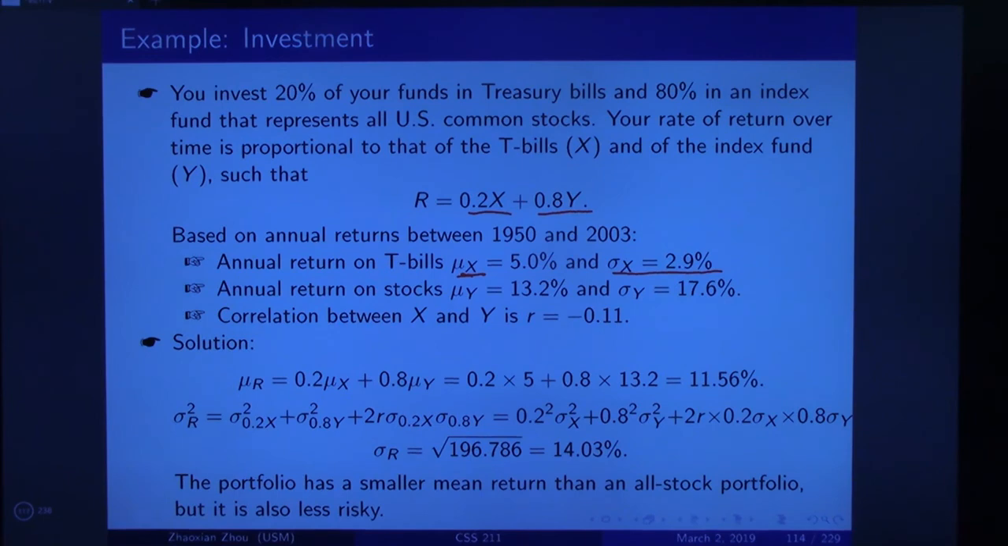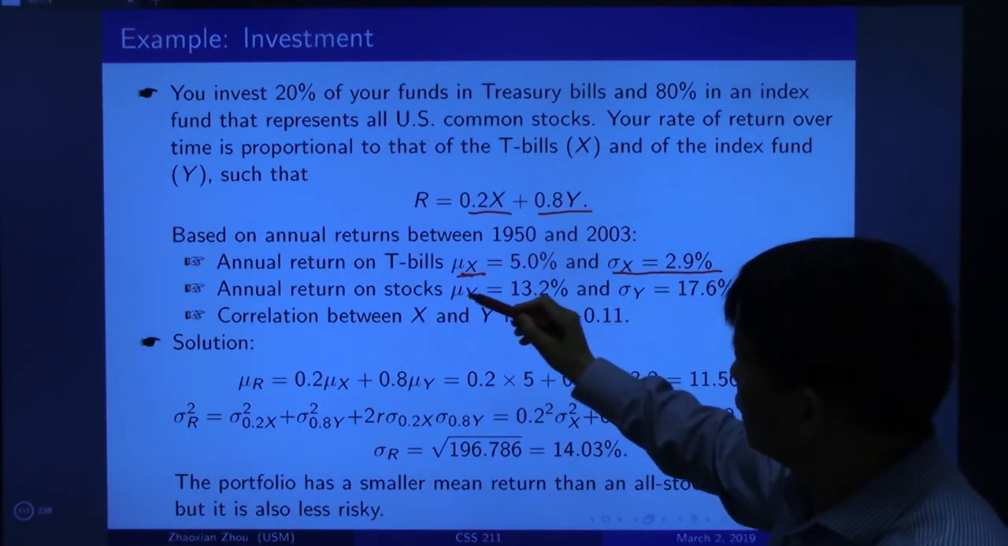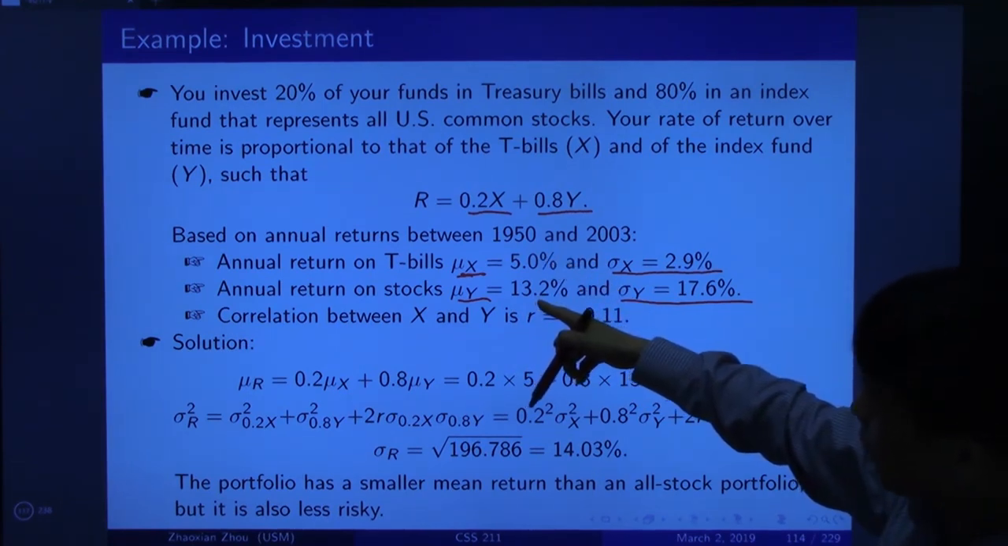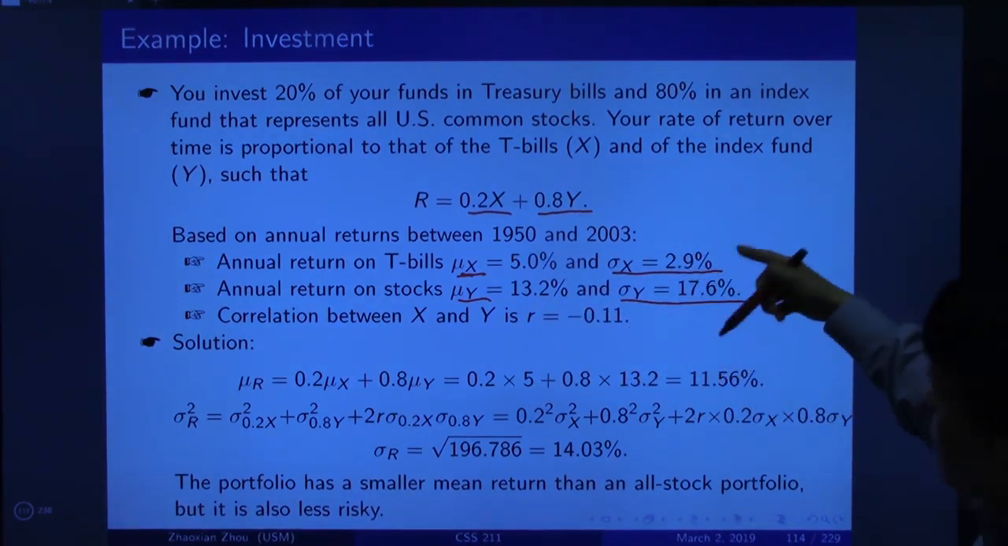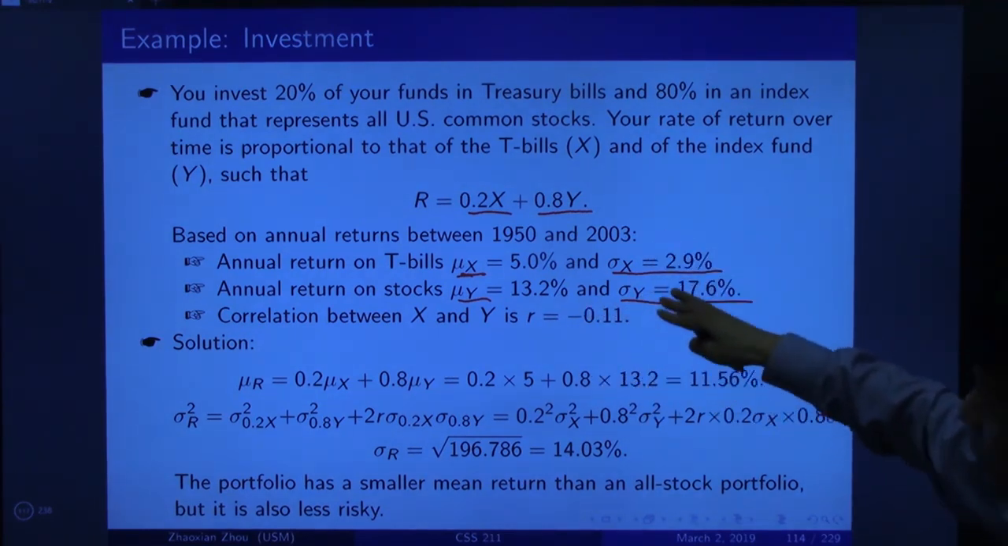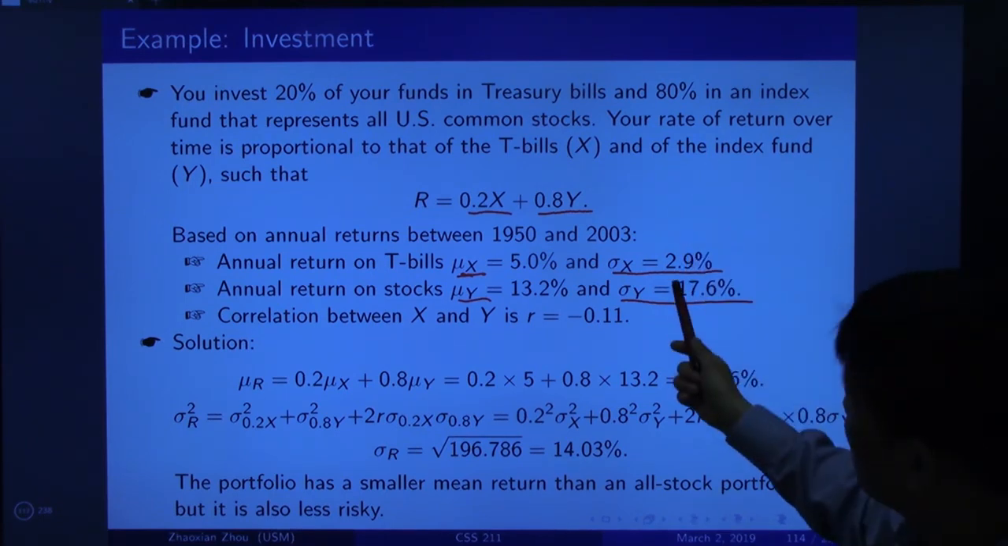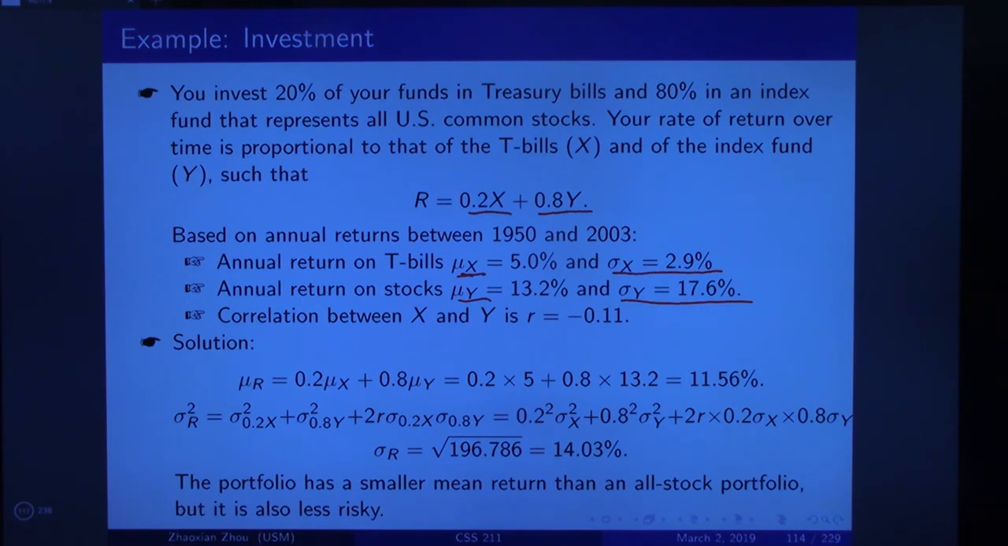As for the stock market, the mean return over the years is 13.2%, and the standard deviation is 17.6. So we can see here the T-bill return is smaller than the stock market, but it's more stable, so less risky. The stock market's standard deviation is much larger than the T-bill's. So this is more stable, this is more risky. Now you do not want your investment to be too conservative, or too risky. So you have 80% in the stock market and 20% going to the T-bill.